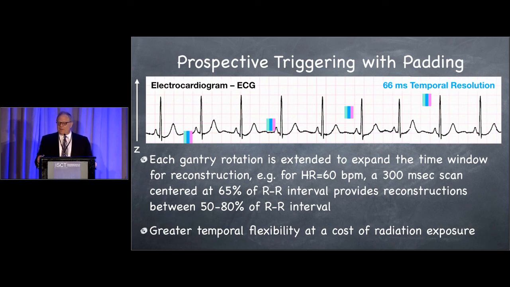One fundamental property of prospective triggering that we can use on any scanner is this principle of padding, where we can rotate the gantry and collect data a little bit more than 180 or 90 degrees and then reconstruct a little temporal window around that point. And it's at the expense of a little greater radiation exposure, but a little more flexibility in terms of when we reconstruct.